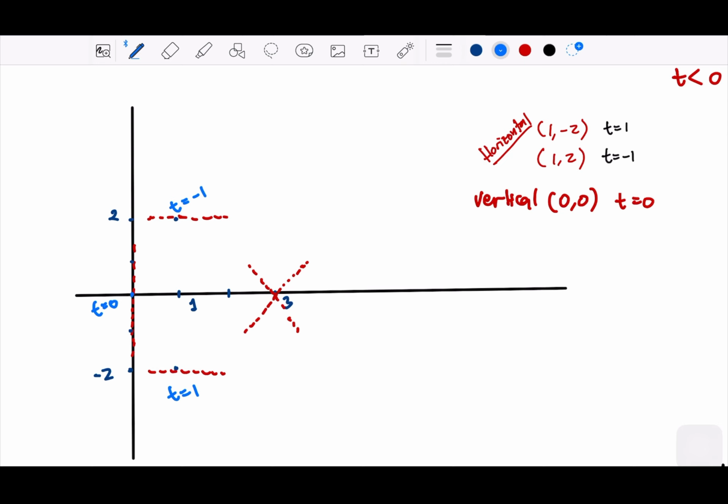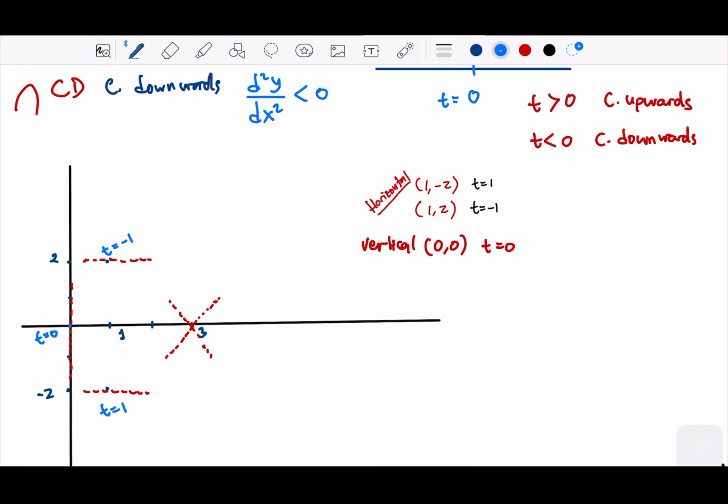So we can also make sure from the concavity that we have, when the t is positive, it's upwards. When t is positive, it's upwards. This is t positive, right? T equal 1. It's upwards, right? And when t is negative, here, -1 here, so around here, this area, this is going to be downwards, okay?